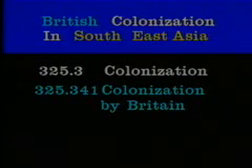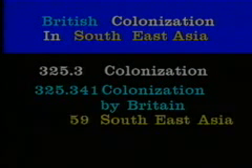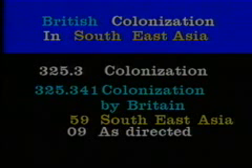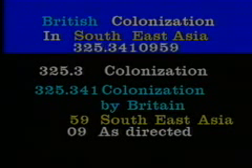There is a further direction to add where colonization took place. In this case, Southeast Asia. This is done by adding the country colonized with the help of 09. Hence, our full number will be as follows. To interpret this number: 325.3 is colonization, 41 is Britain, 09 is added as per the direction given, and 59 is taken from the area notation for Southeast Asia.